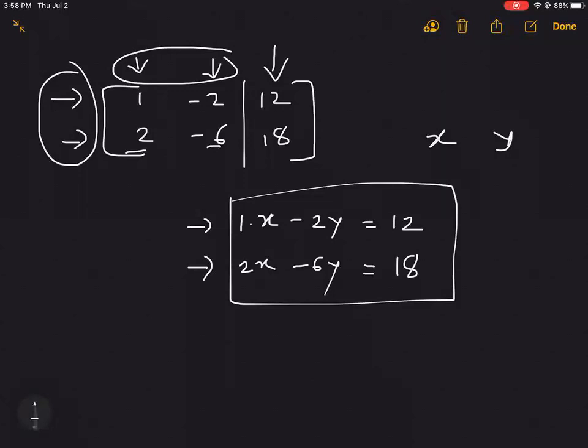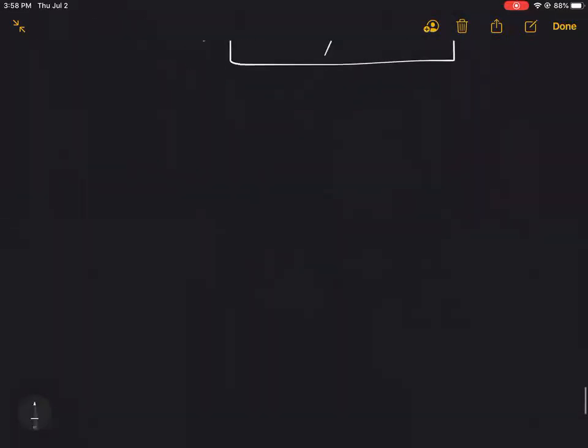So first of all, we want to know what is a row operation. So our next topic is, of course, row operation.